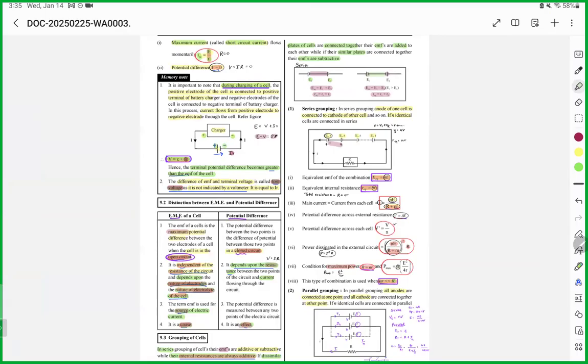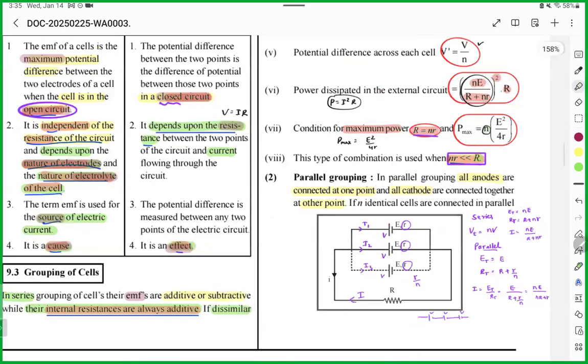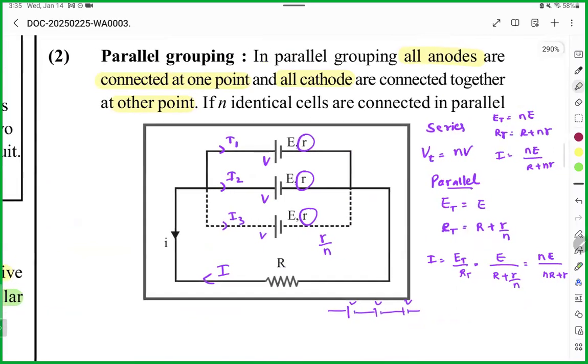Anybody have doubt? Go through it. Just ask your doubt because we are about to end the chapter. We covered most of the things. I hope there is no doubt.